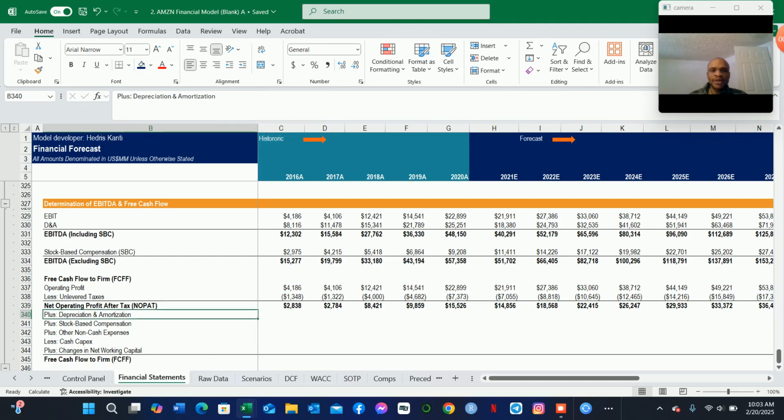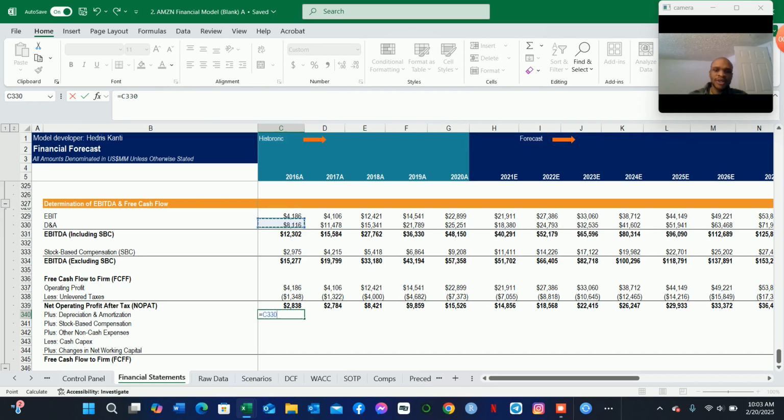So we have to account for other non-cash items again to come up with the free cash flow to the firm. So we have to adjust the net operating profit after tax by the depreciation, stock-based compensation, other non-cash expenses, capital expenditures, and the changes in net working capital. So we're going to bring in depreciation from here. Again, we'll bring in stock-based compensation. Then we'll also bring in here other non-cash expenses.